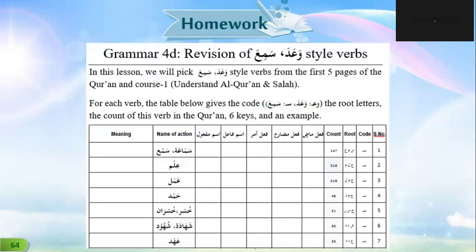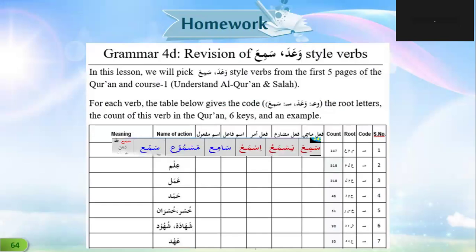So today we did these verbs, 6 keys. Yes. I have a question. Yes, what's that? Some verb that we've been learning doesn't have ism maf'ul. How do we know that that word doesn't have ism maf'ul?